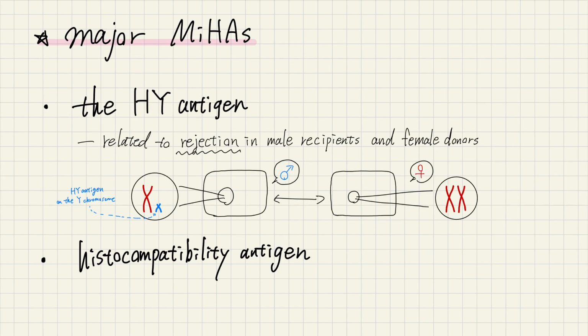Major minor histocompatibility antigens include the HY antigen, encoded by the Y chromosome, and histocompatibility antigen 1, HA-1. Some HY antigens in particular are universally expressed in nucleated male cells and are associated with rejection in male recipients and female donors with matching HLA.